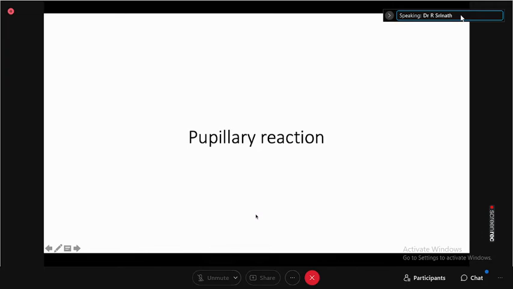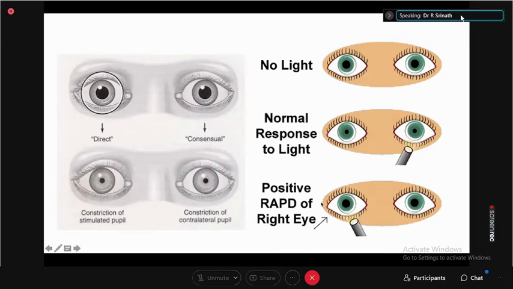Now, pupillary reaction I've already described, but I would like to describe one thing here, something called the relative afferent pupillary defect, RAPD. What happens here is that whenever light is shown on one side, the pupil constricts. But once light is shown on the other eye, the pupil, instead of constricting, dilates. That is because it is still having the effect of the consensual reflex. That means the consensual reflex is stronger than the direct reflex, or the direct reflex is weaker than the consensual reflex.